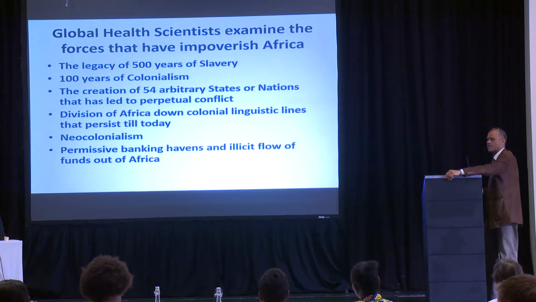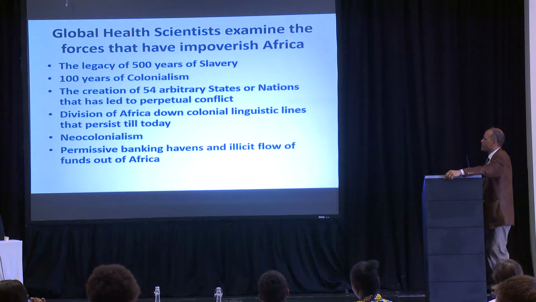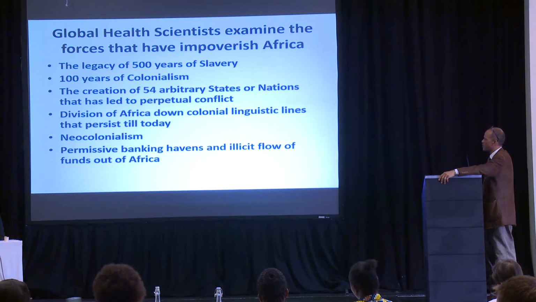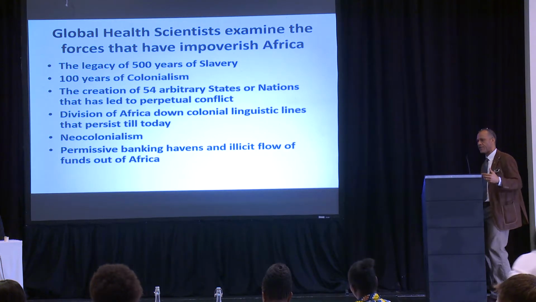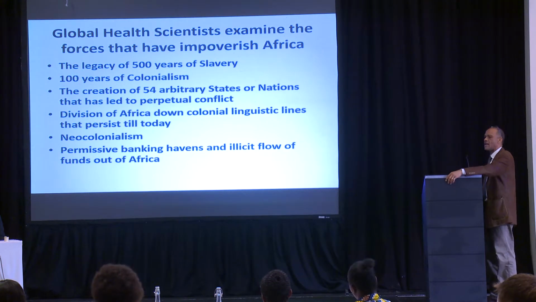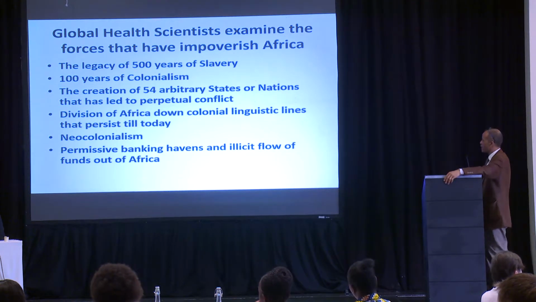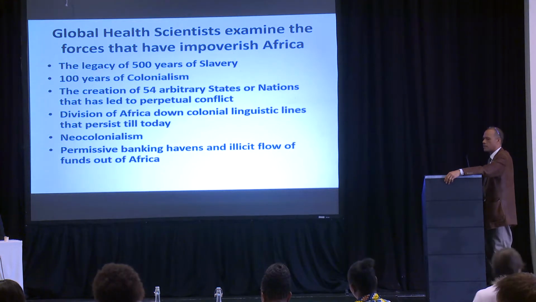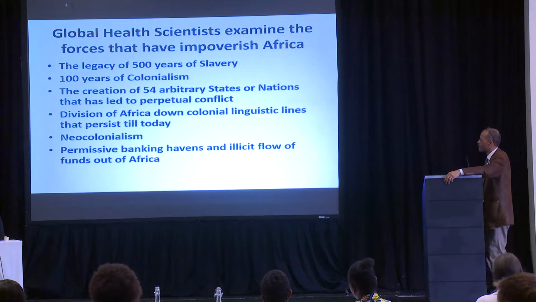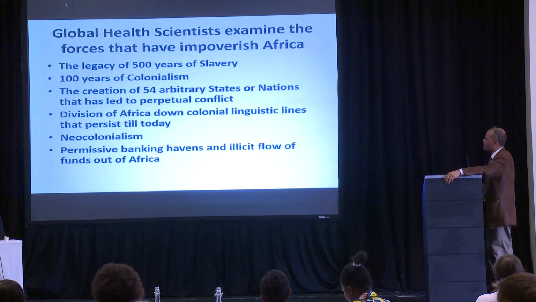Well, Africa has suffered a series of catastrophic events: 500 years of slavery, 100 years of colonialism, creation of 54 arbitrary states, putting all kinds of ethnic groups together into one country, which has created endless political conflict. As we speak in Africa today, there are ethnic wars going on all over the continent, which is retarding our progress. Division of Africa down colonial lines.